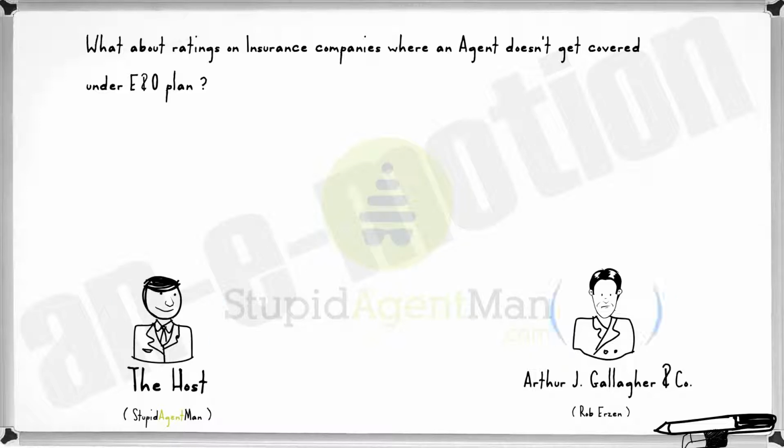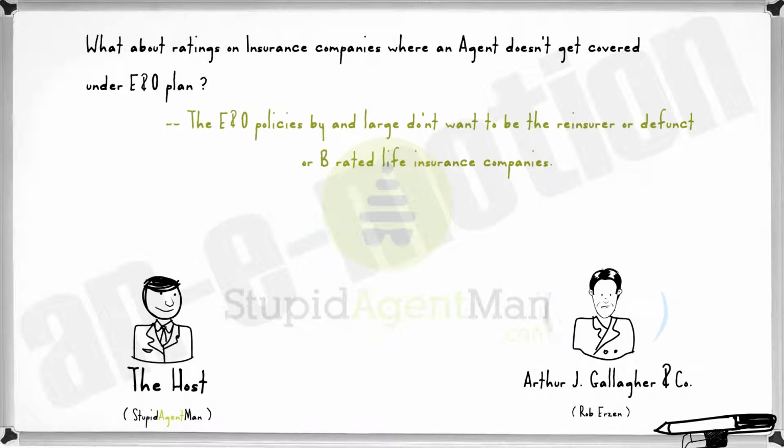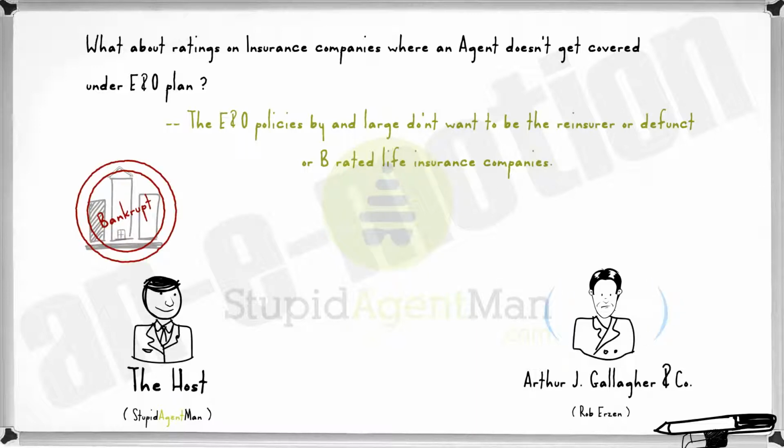Yeah, the answer to that, E&O policies, by and large, don't want to be the reinsurer for defunct life insurance companies. And what that essentially means is that when an insurance company goes bankrupt, the people who are holding policies or annuities or any of their product are looking for somewhere to get their money back.